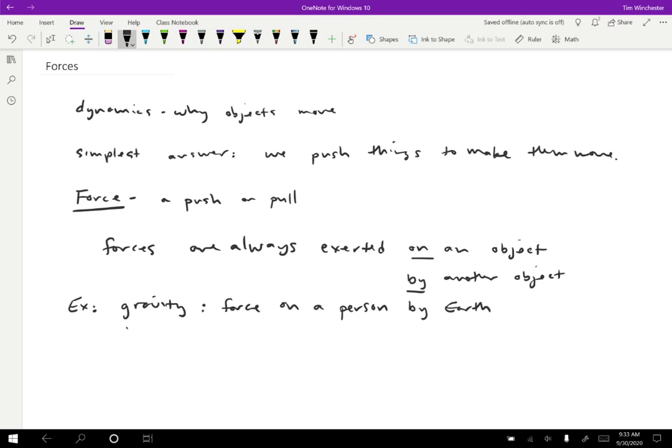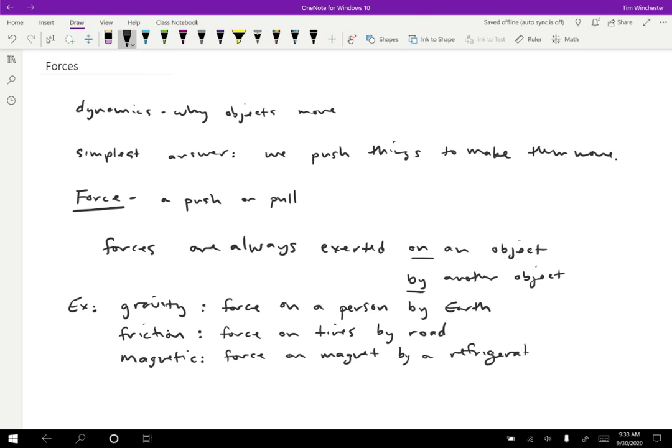Another example could be friction. So say you're driving along on the road and you come to a stop. Well, that happens because there's a force on the tires of a car by the road. Okay, if the road wasn't there, then you wouldn't be able to have this force causing the car to slow down. And another example could be a magnet. So in the case of a magnet, perhaps there's a magnetic force on the magnet by a refrigerator. Okay, if the refrigerator wasn't there, the magnet wouldn't experience a force.